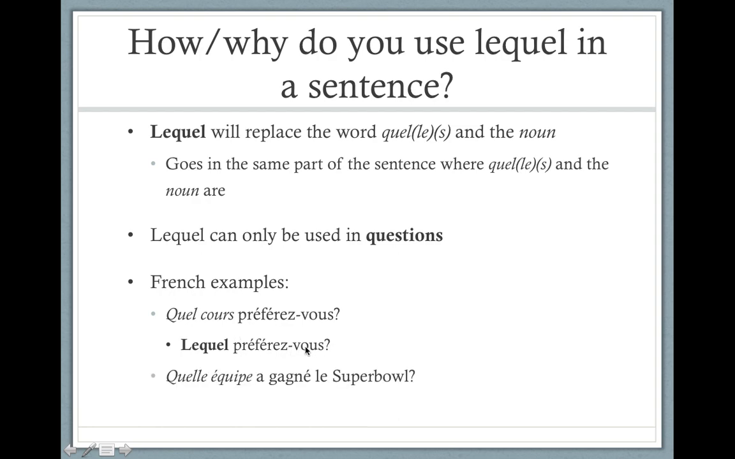Or you could ask, quelle équipe a gagné le Super Bowl? Which team won the Super Bowl? And you could change it to laquelle a gagné le Super Bowl? Which one won the Super Bowl? And here we see both times lequel is used.